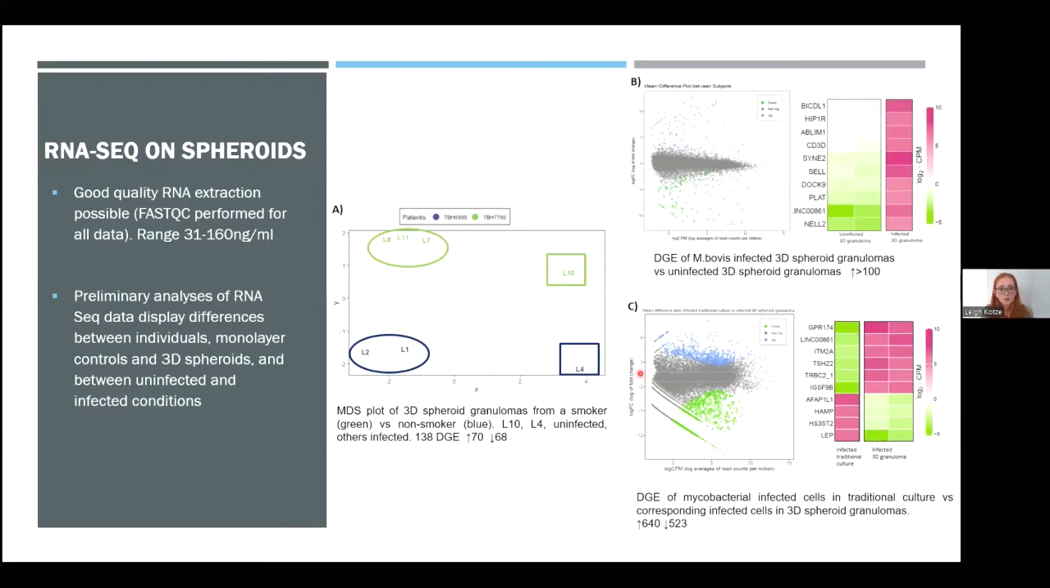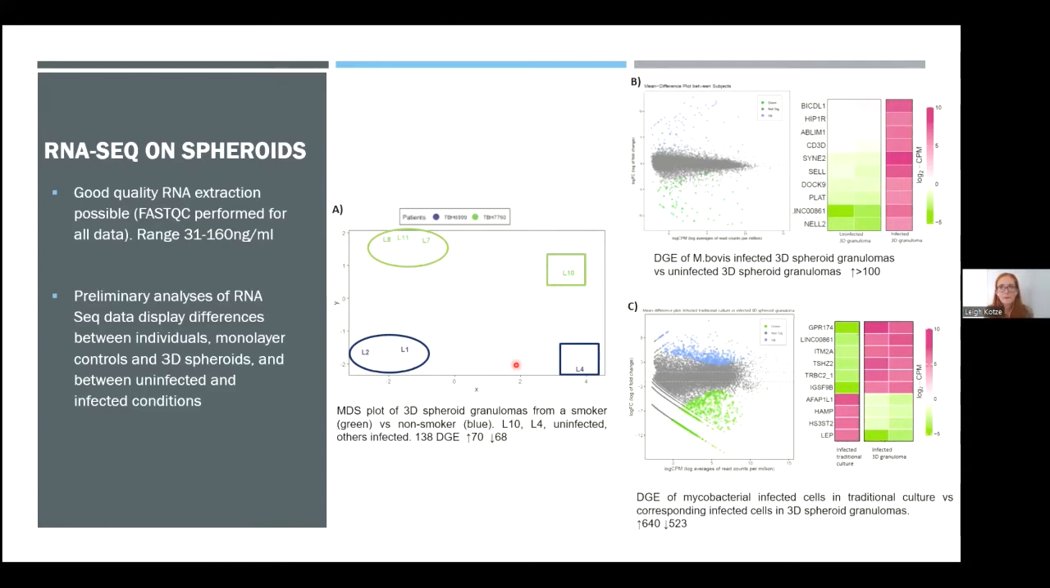For these 2 individuals, we found that 138 genes had significantly differential expression between the infected granuloma structures. And of these, 70 were upregulated in the granulomas from the non-smoker, whereas 68 genes were downregulated in the granulomas from the smoker. So this really surprisingly demonstrates the difference in immunological responses between someone who smokes and someone who does not.